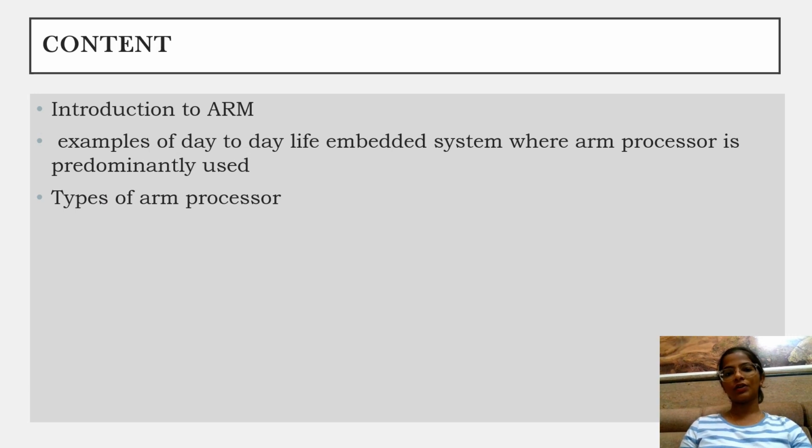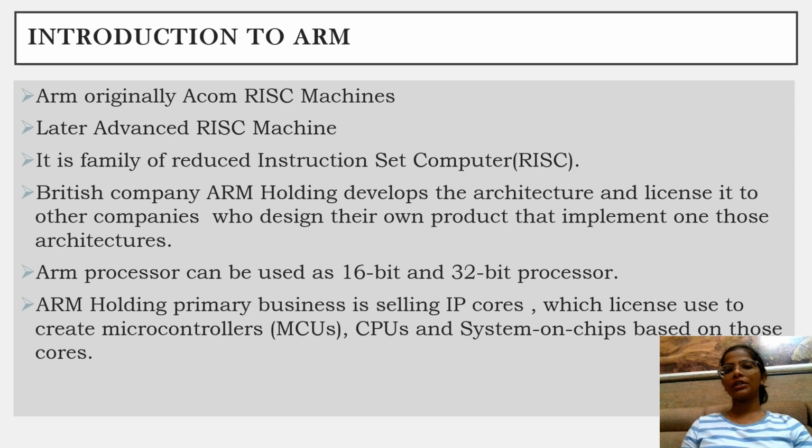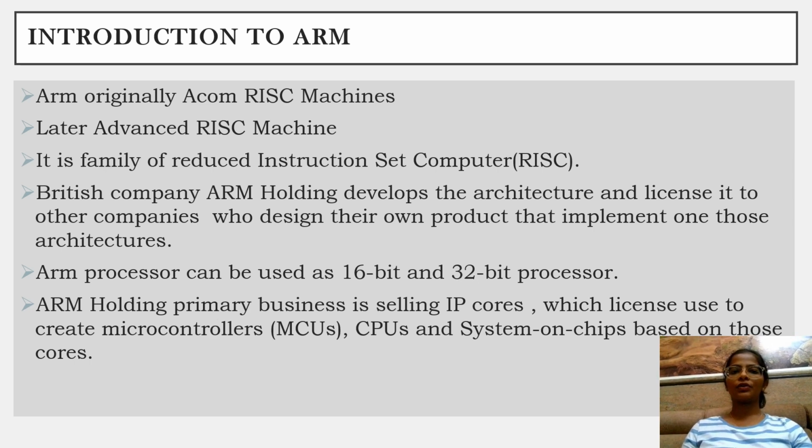Contents are: introduction to ARM, examples of day-to-day life embedded systems where ARM processors are predominantly used, and types of ARM processor. Let us know about the introduction of ARM. ARM was originally Acorn RISC Machines, later advanced RISC Machines. It is a family of reduced instruction set computer architectures.